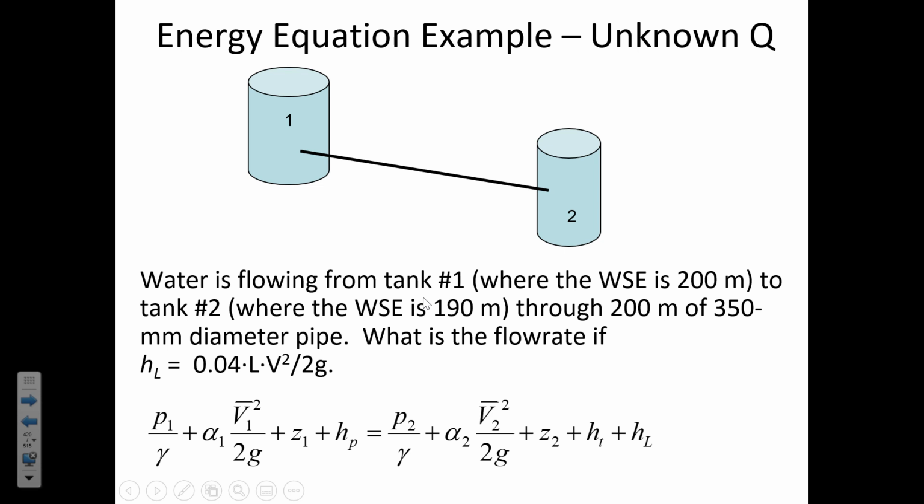So Z1 equals Z2 plus HL. That's what's left over. So HL, we have a formula for that. Should we cancel out this V? No, because that's talking about the velocity in the pipe. There is velocity in the pipe, even though we've neglected whatever velocity may exist at the surface of the tank.